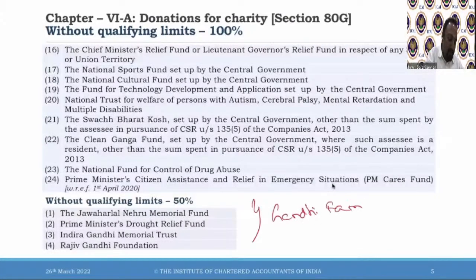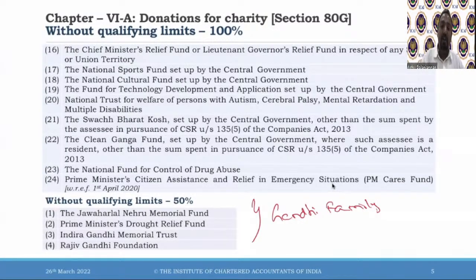When I say Gandhi family, they are Jawaharlal Nehru, Indira Gandhi, Rajiv Gandhi. These are three prominent persons that India knows. So the funds attached to them, you need not even remember which fund, because there is only one Jawaharlal Nehru Fund, that is Jawaharlal Nehru Memorial Fund. There is only one Indira Gandhi Fund, that is Indira Gandhi Memorial Trust. There is only one Rajiv Gandhi Fund, that is Rajiv Gandhi Foundation. So you need not remember the fund name.